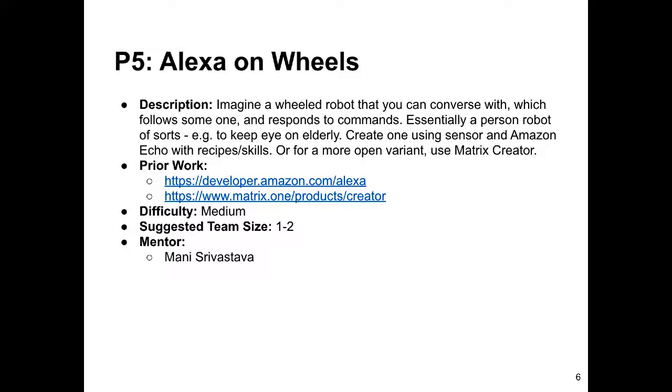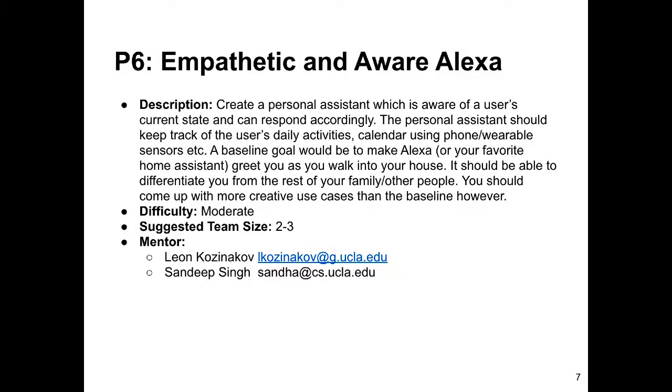So, Alexa on wheels. Next one, empathetic and aware Alexa. The notion out here is that these digital assistants are in kind of their first generation. They essentially are a glorified command and control voice command system. I ask them to do something, they respond. There's very little proactiveness on their part, and certainly there is almost no awareness about the state of the person who is interacting with them.